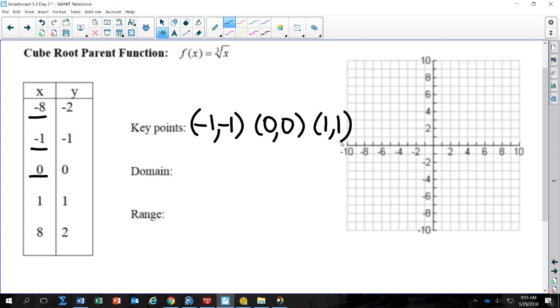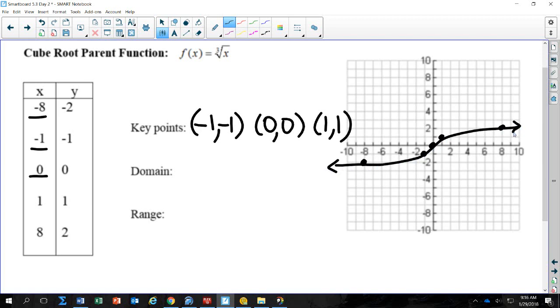If you want to exchange out (-1, -1) for (-8, -2), fine. If you want to sub out the (1, 1) for a (8, 2), fine. But I need to see at least one negative x value, 0, and one positive x value. If I graph this, I'll have points at (-8, -2), (-1, -1), (0, 0), (1, 1), and (8, 2). And your graph looks something like this.